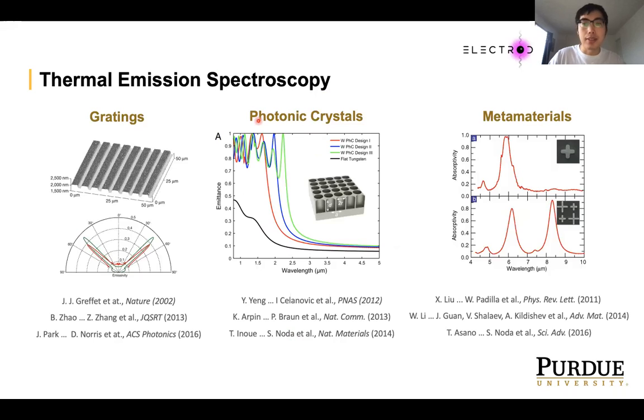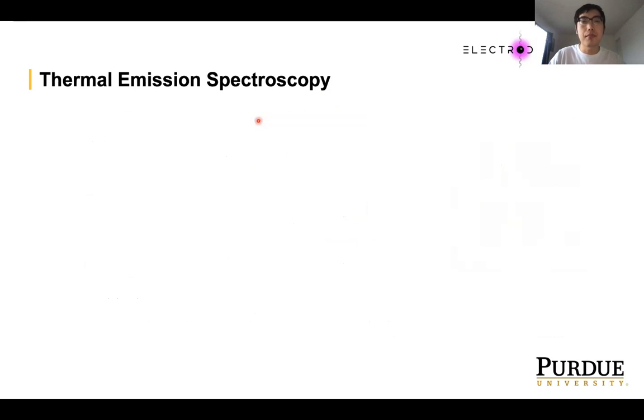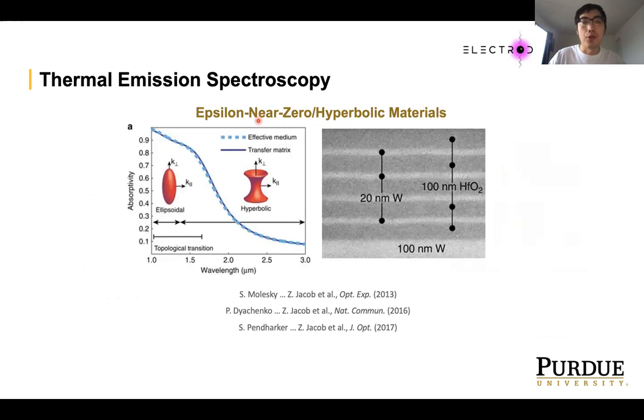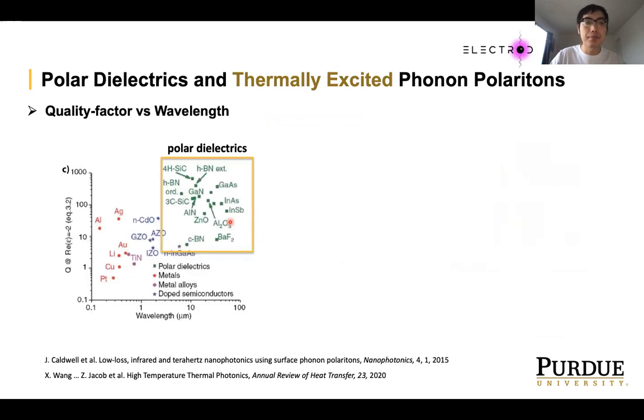Another very good example is metamaterials. Metamaterials really generate a lot more freedom. The thermal radiation from metamaterials can have many unique features from different kinds of mechanisms. And recently, our group proposed and experimentally demonstrated that the optical topological transitions in ENZ and hyperbolic materials can also lead to very unique thermal radiation patterns. But for today, I would like to focus on the thermal radiation of polaritonic materials and the thermally excited phonon polaritons in those materials.